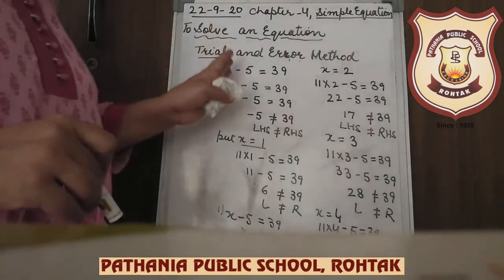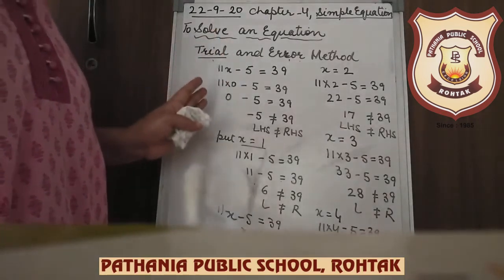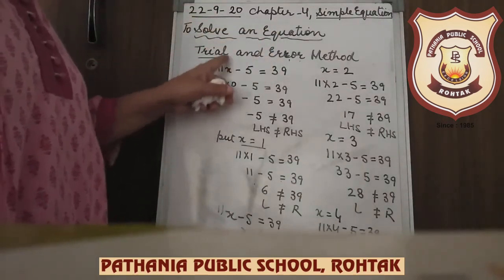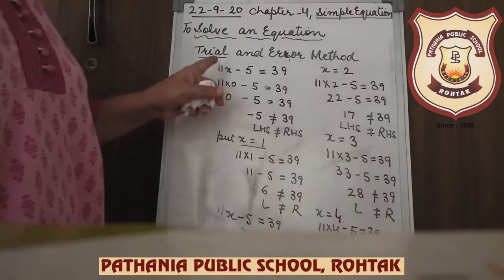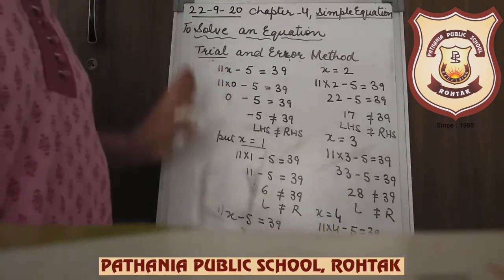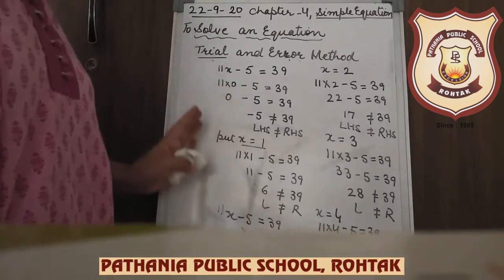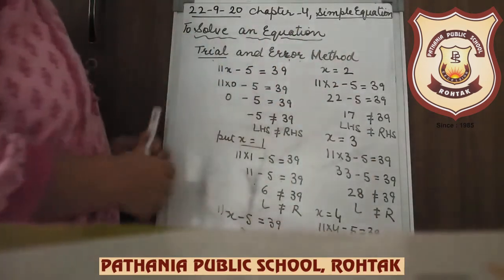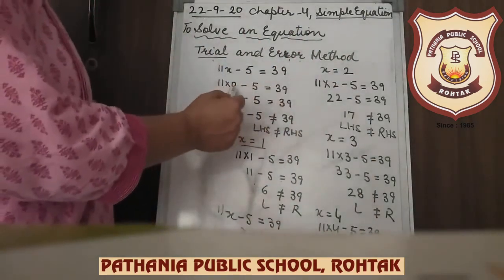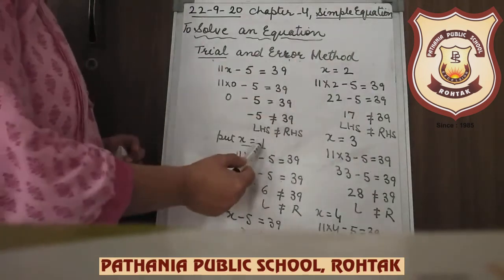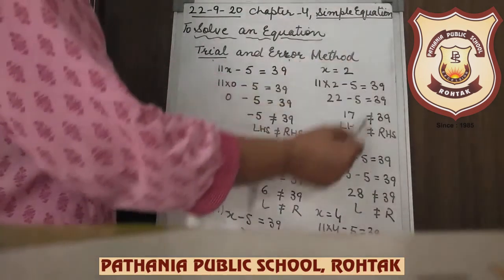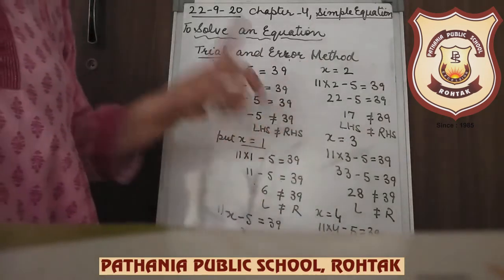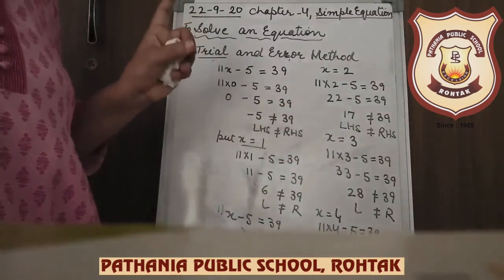You have to find the value for the variable. Solving the equation means finding the perfect value for the variable. And this is the first method, trial and error. It means you have done so many trials. First trial was with 0, then with 1, then 2, 3 and 4. And only 4 works, there will be only one value for the variable.